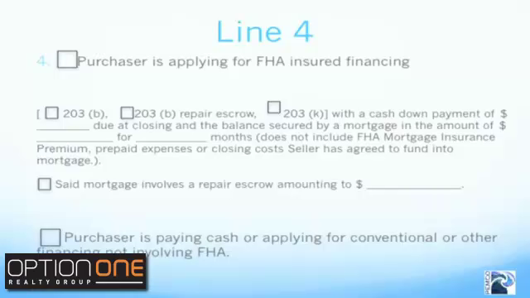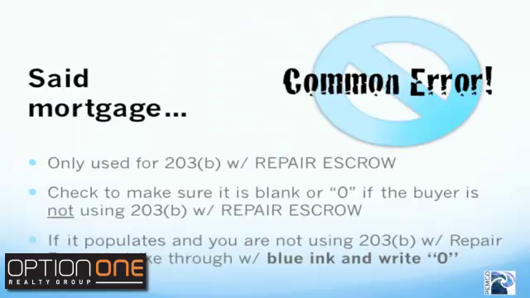This brings us to our next most common error. The line referring to escrow, starting "said mortgage...", is strictly for use when your buyer is using FHA 203B financing with repair escrow. Currently, there is a glitch in the HUDhomestore.com software that will populate this line with the escrow amount on the listing, no matter what financing is being used. If your buyer is not using FHA 203B financing, this line should be left blank or zero.